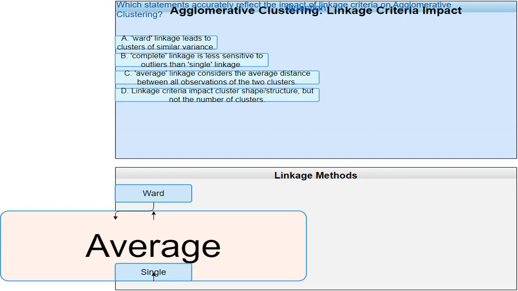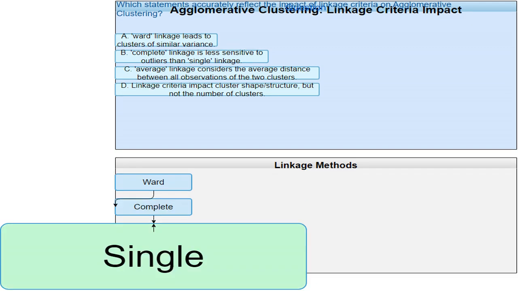The average linkage method calculates the average distance between all pairs of points in two clusters. It's a good balance between the other methods, considering all the distances. The single linkage method uses the shortest distance between any two points in different clusters. This method is very sensitive to outliers because it only cares about the nearest pair.